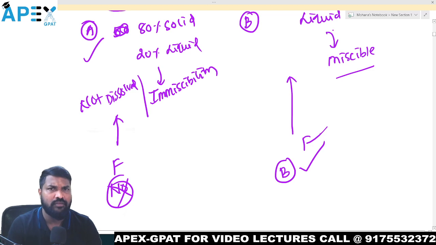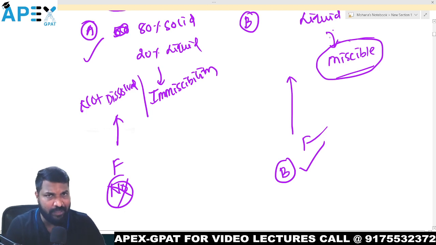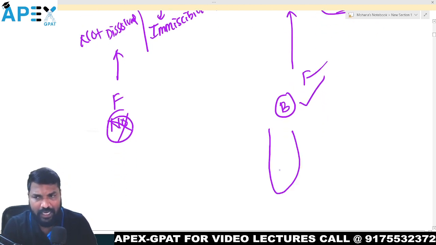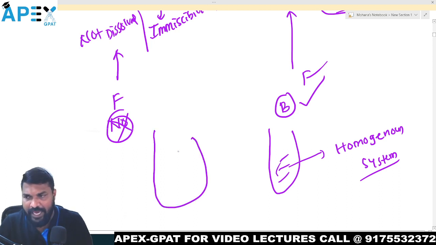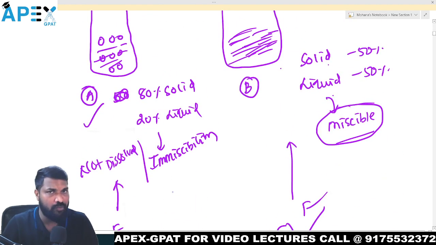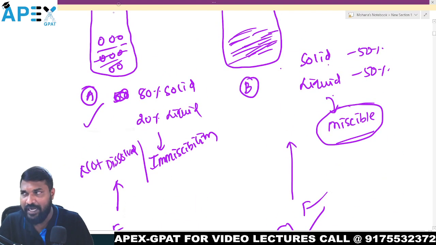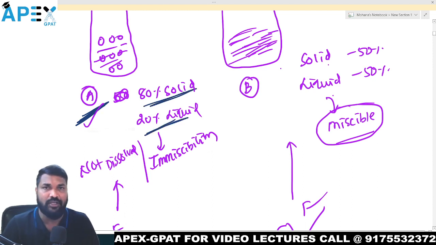Why will B flow faster? Because it is miscible. Miscible means that in this beaker we have a single system, a homogeneous system. Can you tell me, in beaker A, did we get a homogeneous system? No, it is not a homogeneous system. I have already given the condition. What is the condition? In beaker A, 80% solid and 20% liquid.